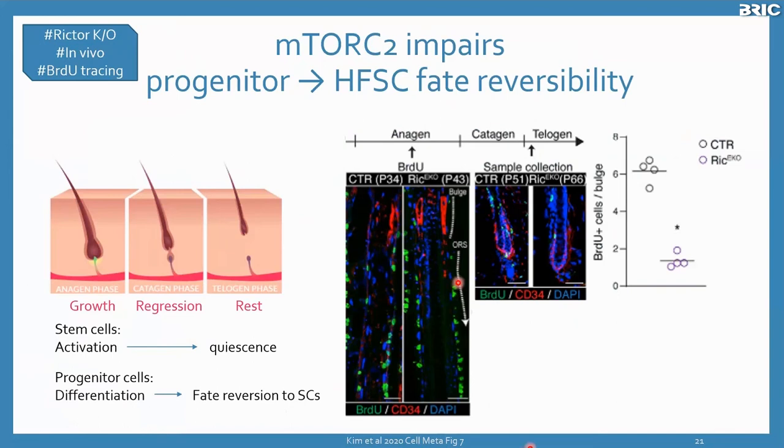And now when I leave them after injection of BrdU to go through the hair cycle and collect the samples during the telogen phase, the resting phase, I can count how many of these green labeled cells went back into the bulge area. And you can see immediately that much fewer green cells went back into the bulge. And this is a quantification where BrdU positive cells per bulge were decreased in the case of Rictor knockout mice.